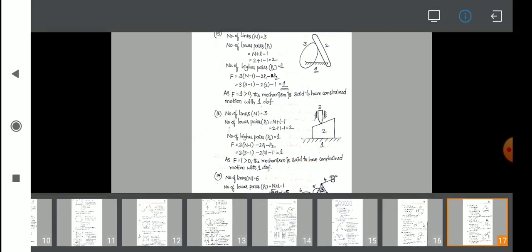So, among the 6, 1 is a higher pair. If I just neglect it, then the number of links will be 5 plus the number of loops, which will be 2 here. Therefore, 5 plus 2 minus 1, which is equal to 6. On substituting these values, F is equal to 2, which is greater than 0. Hence, the mechanism is said to be having a constrained motion with 2 degrees of freedom.